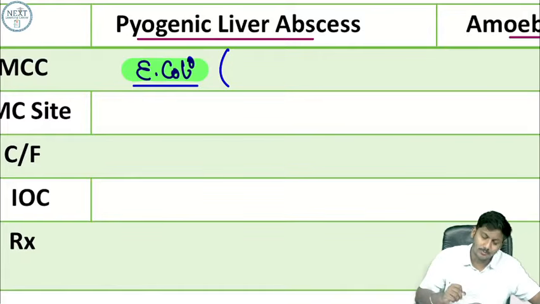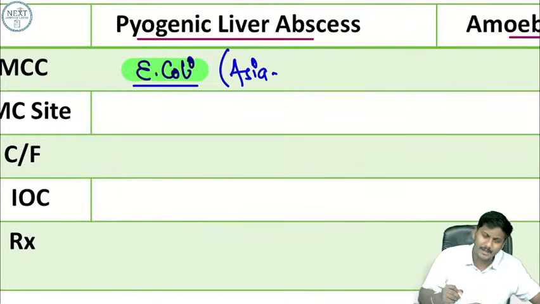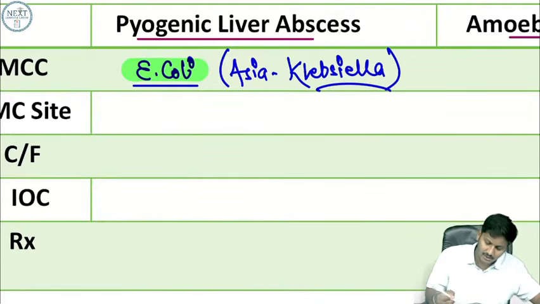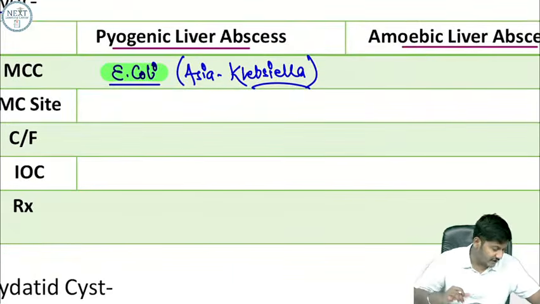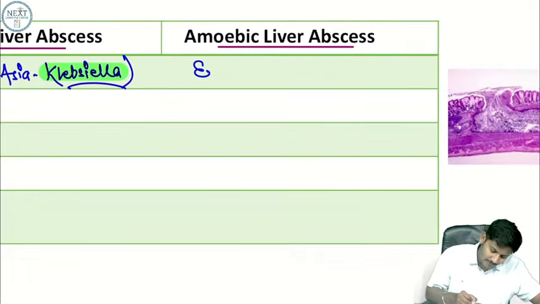Important: pyogenic liver abscess in Asians is not caused by E. coli. We know we Indians don't get afraid of these kind of bacteria like E. coli. We need a stronger bacteria, and that is Klebsiella. Please remember we need Klebsiella for causing an infection. Clear? So worldwide the most common cause is E. coli, but in Asia the most common cause is Klebsiella. That is important. Clear? Amoebic liver abscess, by the name it is evident, the cause is going to be Entamoeba histolytica.